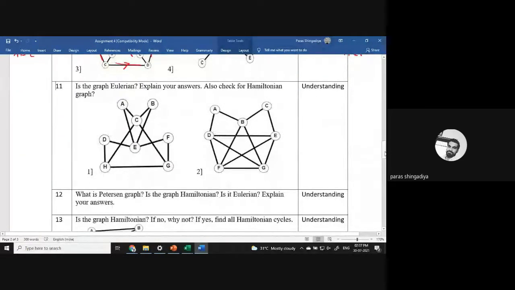Okay. Now the next example is question number 11. Is the graph Eulerian? Explain your answer and also check for Hamiltonian graph. ठीक है, दो ग्राफ यहाँ पे 1 and 2, दोनों को आपको Euler भी चेक करना है और Hamiltonian भी चेक करना है. ठीक है, so first write for the Euler, okay, and then check it for Hamiltonian, and do it for the second also. Clear? First you try it and then we'll discuss.